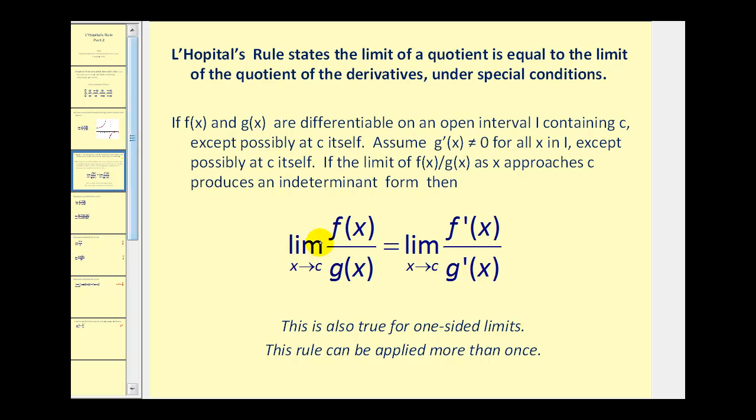L'Hopital's rule states that the limit of a quotient, as we see here, is equal to the limit of the quotient of the derivatives under special conditions, as we see here. The special conditions are described here. You may want to pause the video and read these. We did discuss them in the first video. Let's go and look at our additional examples.